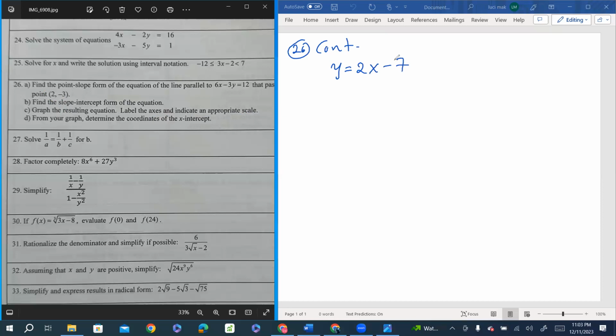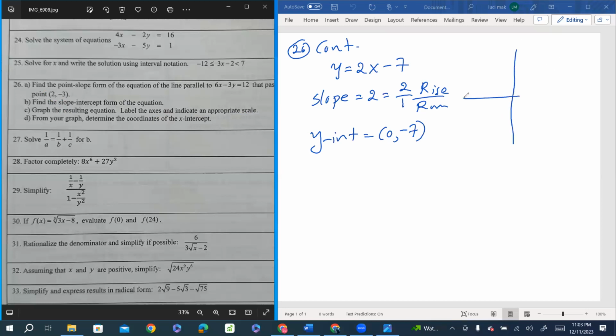Okay, 2x minus 7. So here, remember the slope was 2. In other words, it was 2 over 1, rise over run. You've got to use the slope as rise over run. And the y-intercept is where the graph crosses the y-axis, 0, negative 7. So first you have to set up the axes and label them.